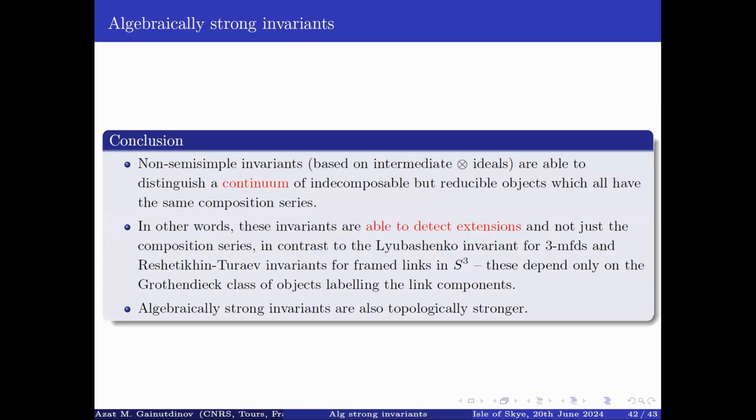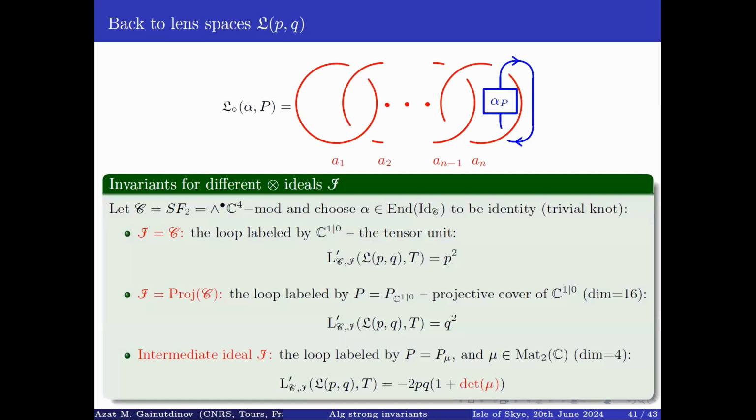No, I'm saying that if your ideal is the whole category C, you can still label your object by any object in the category C, but it will not distinguish between split and non-split extensions. Because for whatever manifold, if you label a link inside the manifold by any object, for this use of ideal, it will only depend on the semisimplification class. So I call it algebraically weak.